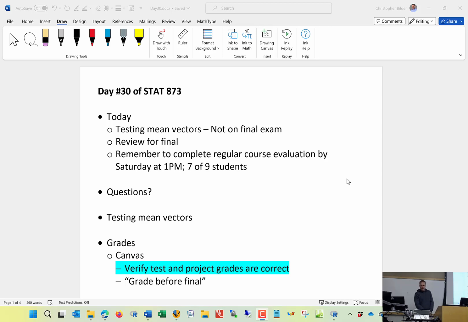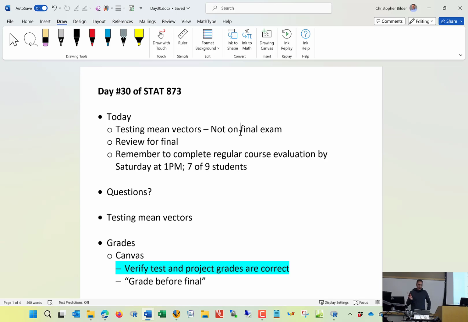Okay, let's get started here. So this is the last regular day of class. We will talk a little bit about another subsection of the notes on testing mean vectors. This is not on the final exam, but I do want to just briefly mention it. We will spend some time talking about the final.